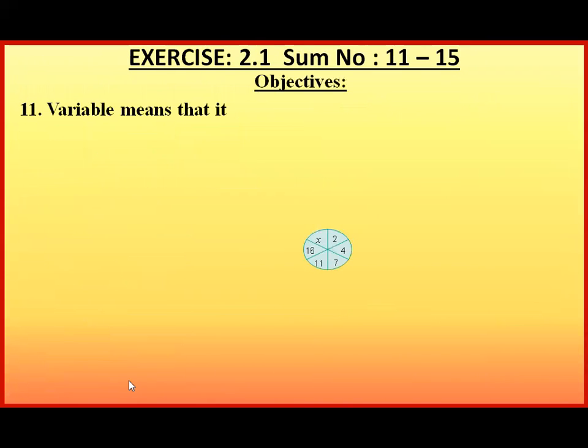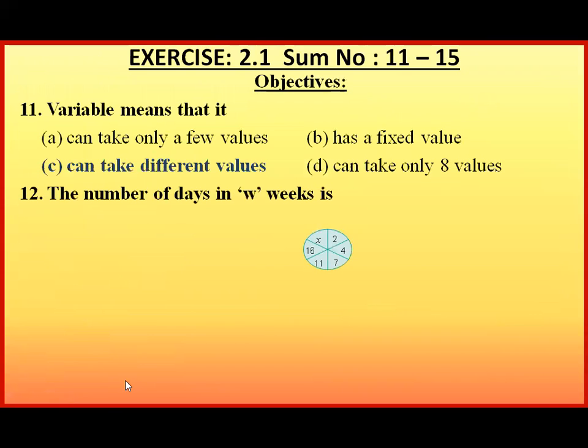Let's move on to the objectives. A variable is a quantity that can take different values. The number of days in W weeks: we know that the number of days in a week is 7. So in W weeks, it is 7W. 7 days into W weeks will give you the total number of days.